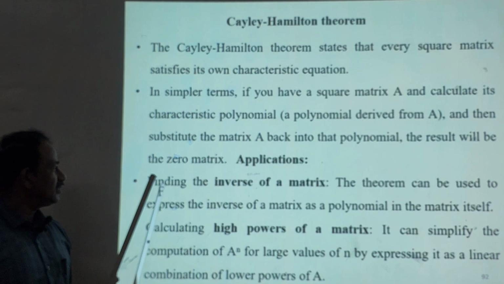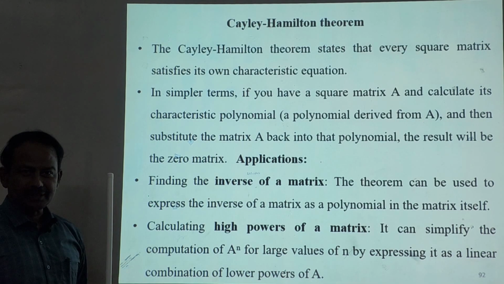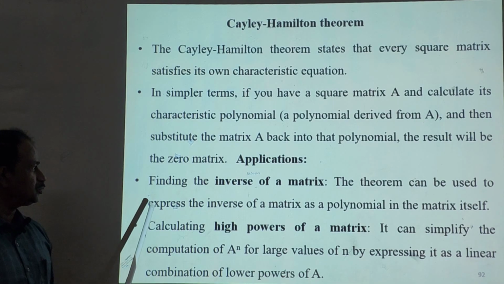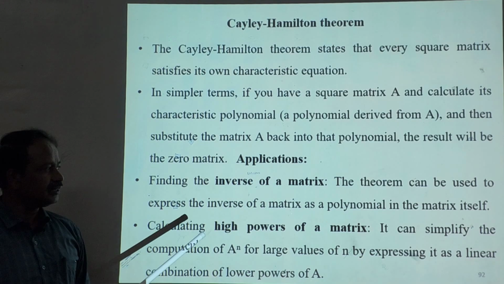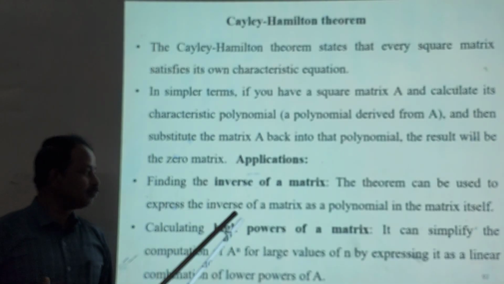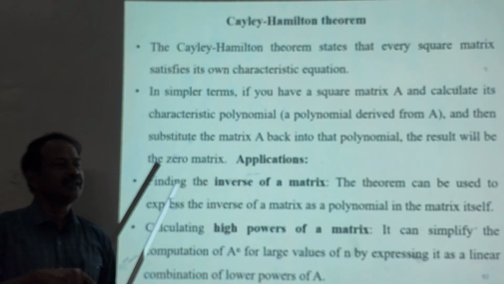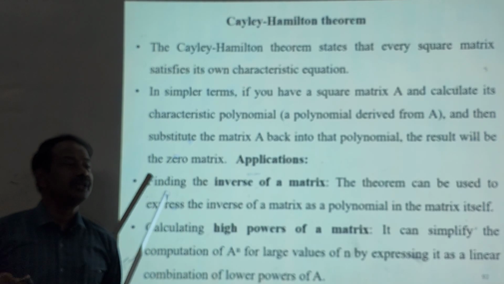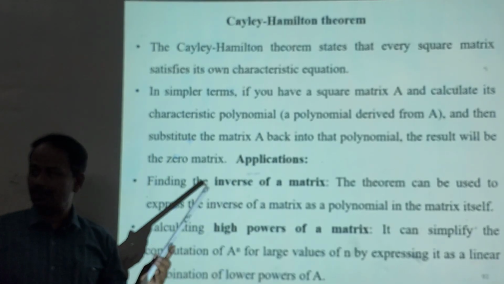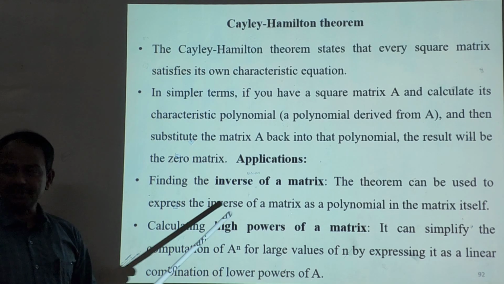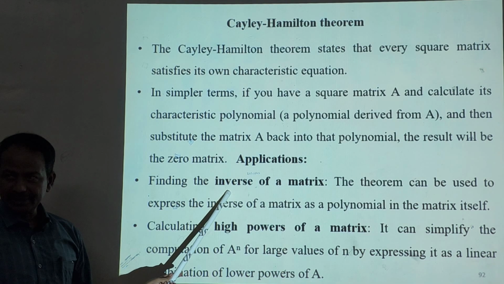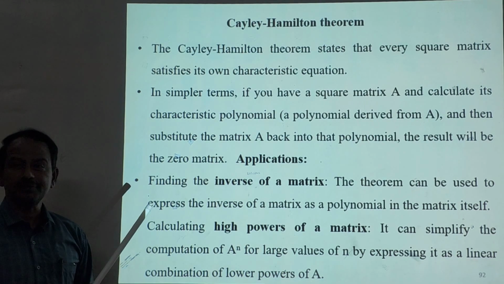So, what are the applications? As we said earlier, finding the inverse of a matrix is the main application. The theorem can be used to express the inverse of a matrix as a polynomial in the matrix itself. Another main application is that we can calculate the powers of a matrix. For example, A is given, we can calculate A cube, A to the power 6, A to the power 12, or even A to the power 33, 35, and so on. So, we can get the high powers of a matrix. The main applications of Cayley-Hamilton theorem are the inverse of a matrix, and the high powers of a matrix.